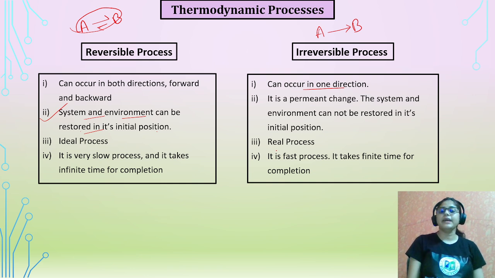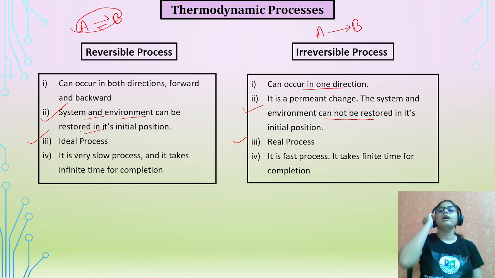But here it is opposite. Here it cannot be restored. Okay, a reversible process is an ideal process. It is said that any natural process in a reversible way is not possible actually. But an irreversible process is the real process. So inside our body, the enzymatic reactions and everything are going on, right?